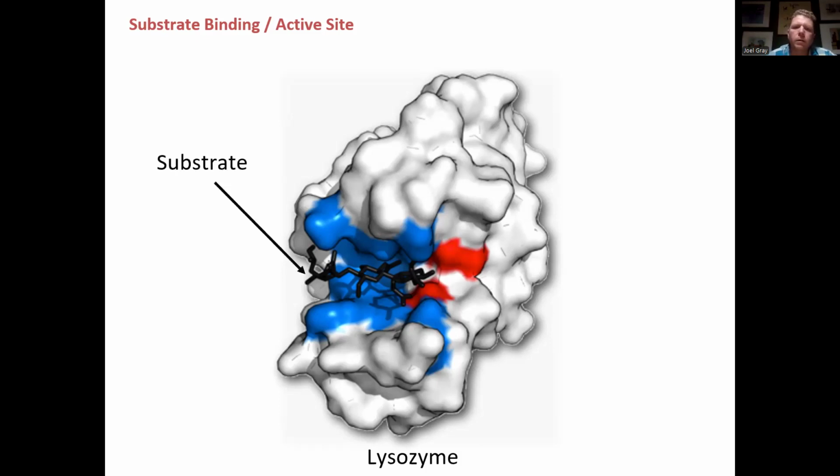Now, this black molecule in the middle, that's our substrate, and then the rest of it is our enzyme. But there's some places to highlight. In blue is our substrate binding site. In red are the amino acids that make up our active site.